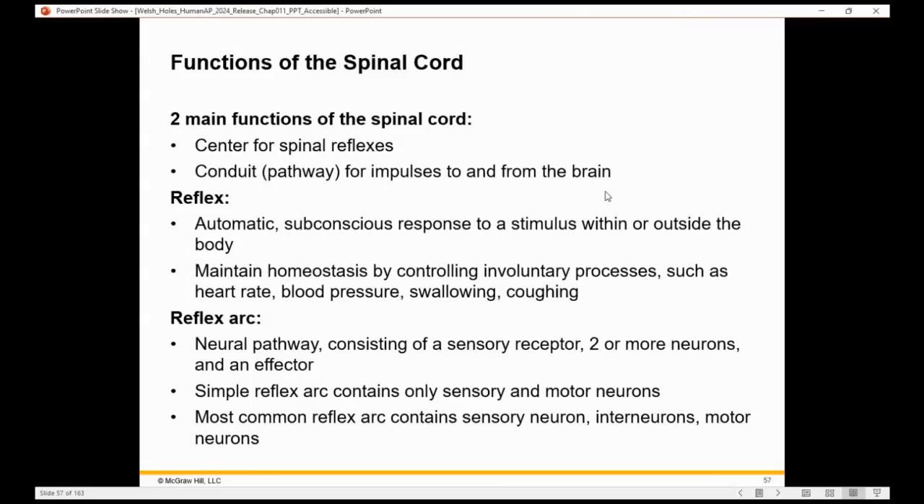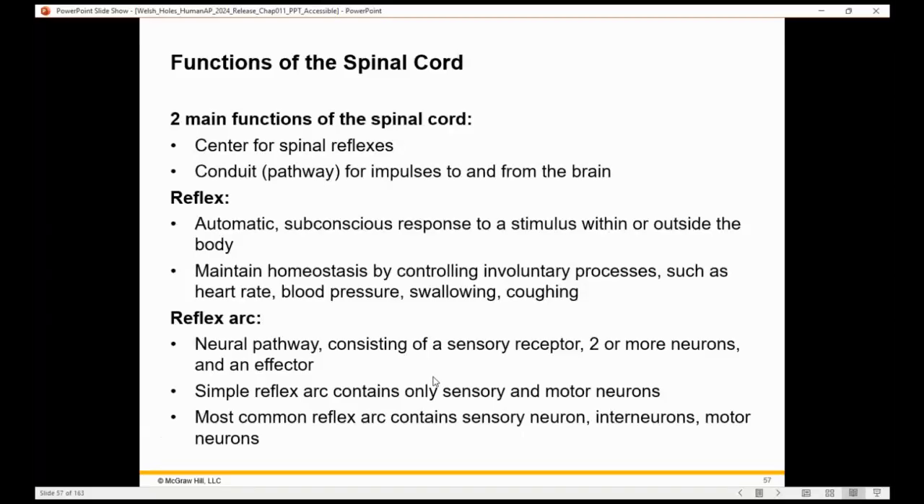Okay, 2 main functions of the spinal cord. It's a center for spinal reflexes and a conduit or pathway for impulses to and from the brain. When we talk about a reflex, we're talking about an automatic subconscious response to a stimulus within or outside the body. It maintains homeostasis by controlling involuntary processes, such as heart rate and blood pressure, swallowing, and coughing.